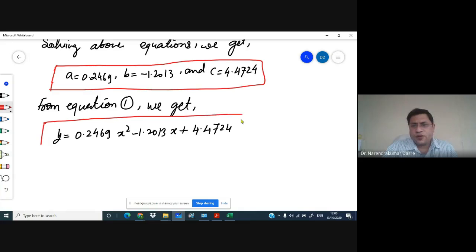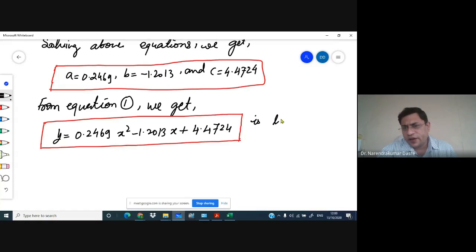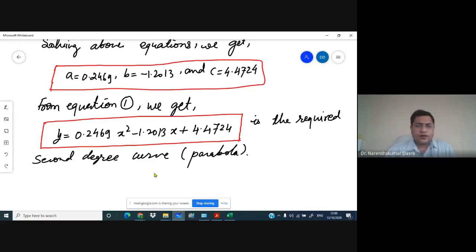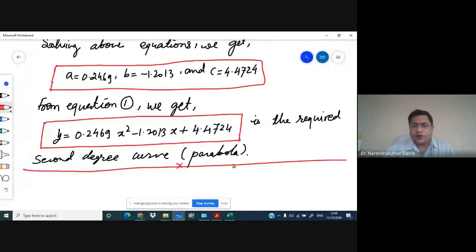So this is what we have: the required parabola, or we can say the required second degree curve, which is a parabola. That's how we are able to calculate the parabola for the given data. The data was given to us, and then we calculated the parabola.